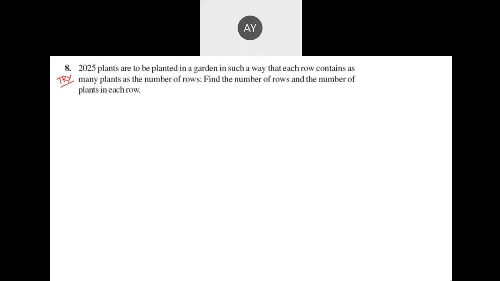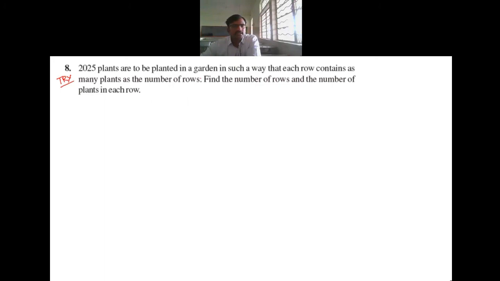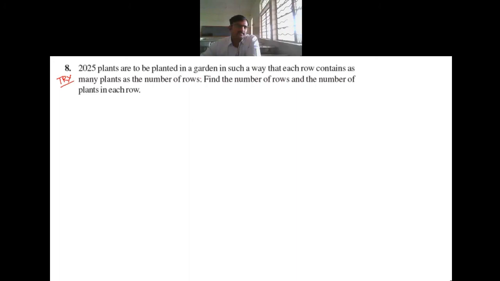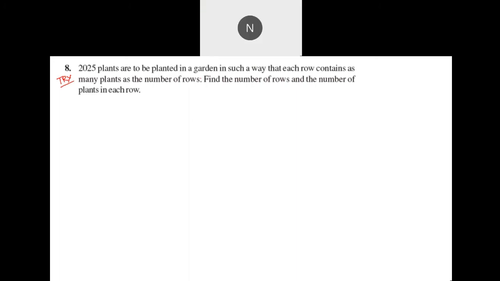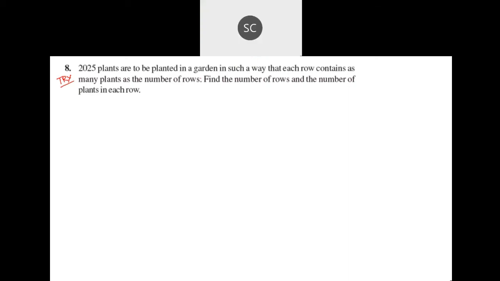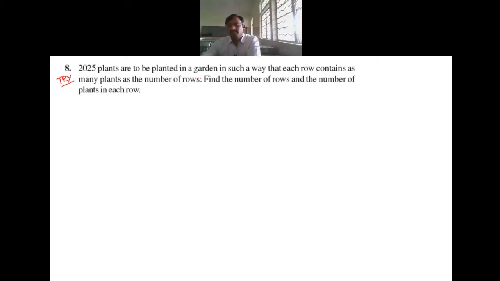I am not asking for the answer; I want what can be done. Sir, can I explain? We should do the square root of 2025, sir. Because each row should have as many plants as there are rows. If you consider x number of rows, the number of plants in each row is also x. So x into x is equal to 2025, so x square is equal to 2025 and x is equal to 45.